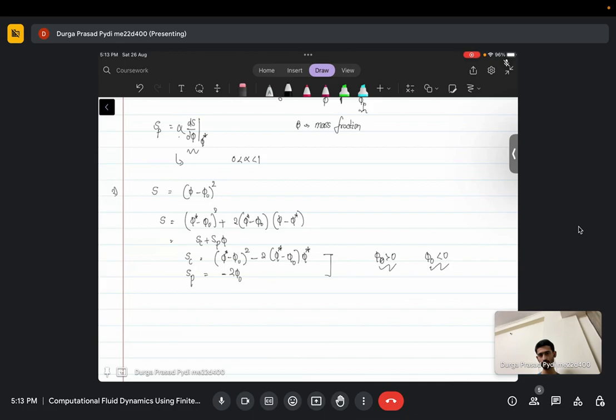Okay, so the question is, phi naught can be either positive or negative, and the SP is essentially something like minus 2 phi naught. So will this affect my decision in the choice of SC and SP, or should it not? Or can I use this formulation anyway, whether it is positive or negative?